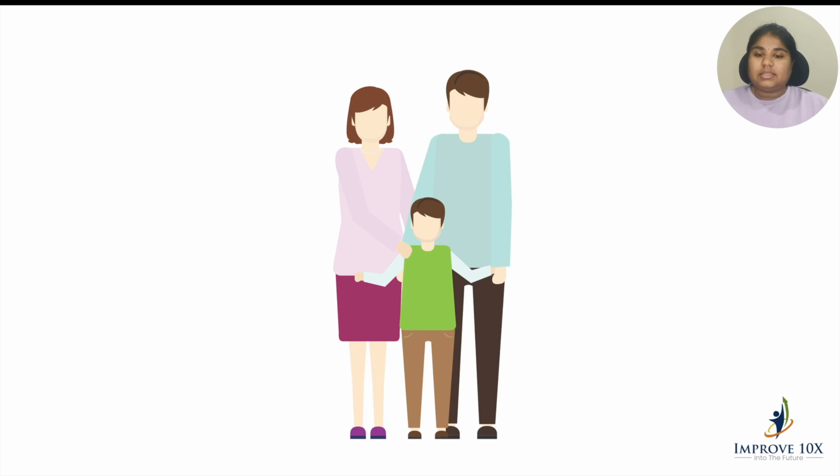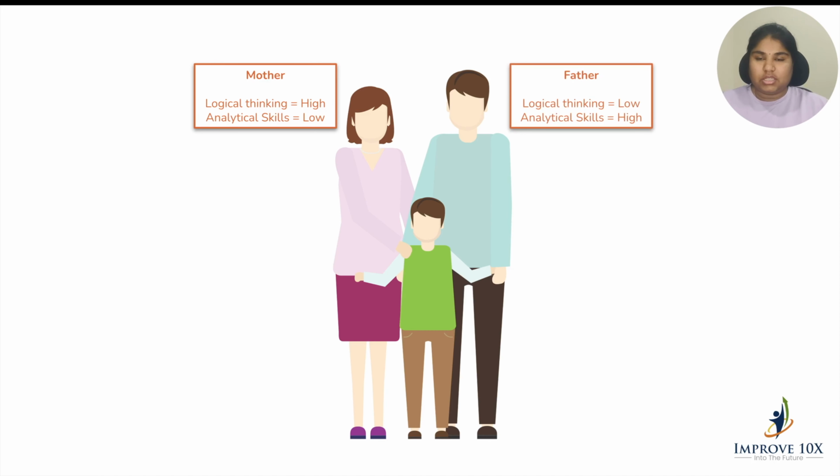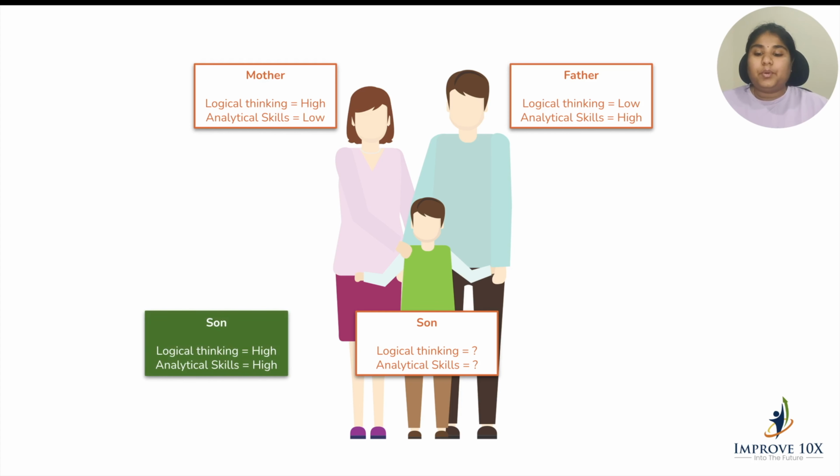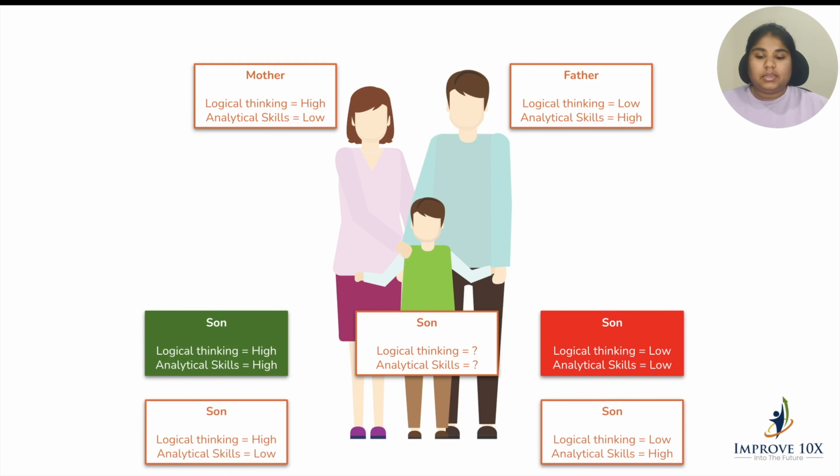In this picture, we can see that the mother has high logical skills but low analytical thinking, and the father has high analytical skills but low logical thinking. So, what are the possibilities of the son's logical thinking and analytical skills? Let us see. The son can get both logical and analytical skills as high as possible, matching his parents. Similarly, the son might also get low logical thinking along with low analytical skills. Also, there is a possibility of high logical thinking but low analytical, and low logical thinking but high analytical skills.